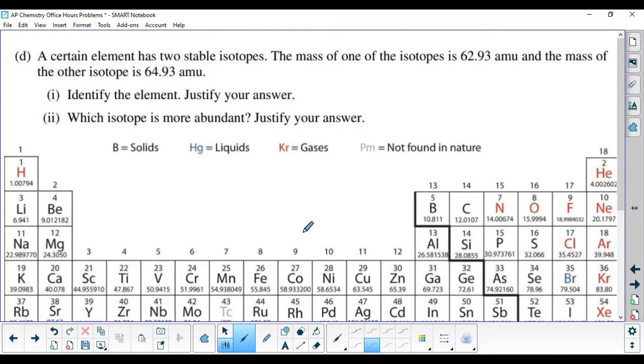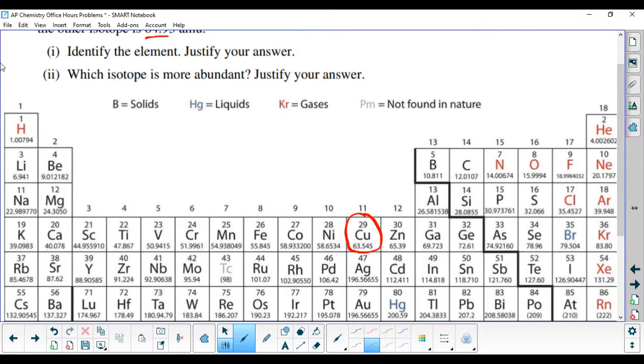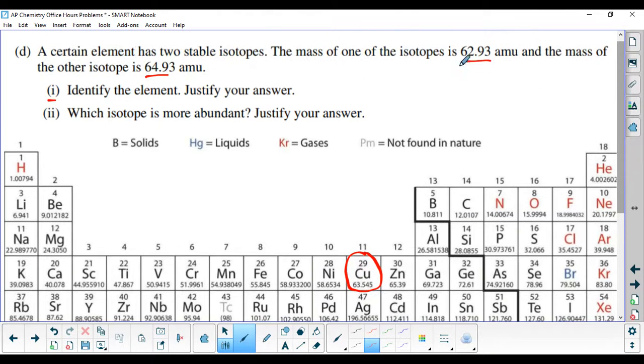Okay, our next part here, D. A certain element has 2 stable isotopes. The mass of isotope 1 is given, the mass of isotope 2 is given. Identify the element. How do we do this? Well, if there are only 2 isotopes, that means the mass of our element has to lie between these 2 masses. So it has to be above 62.9, but below 64.9. So let's look at our table. Where are our 60s? Well, it happens right about here, 63.55. So it's going to be copper right here. This is the only element with a mass between those 2 isotopes. So that's your justification for I. It's copper because the mass lies between the 2 masses of the isotopes.